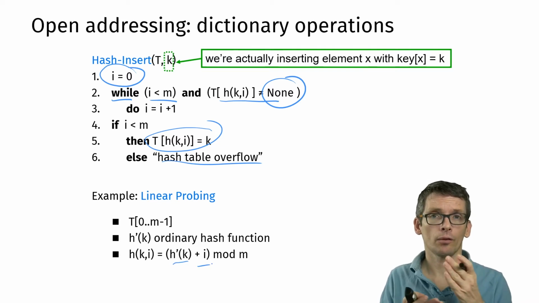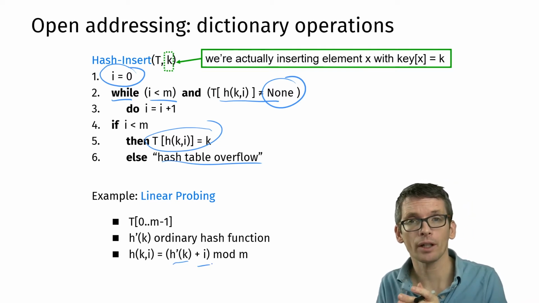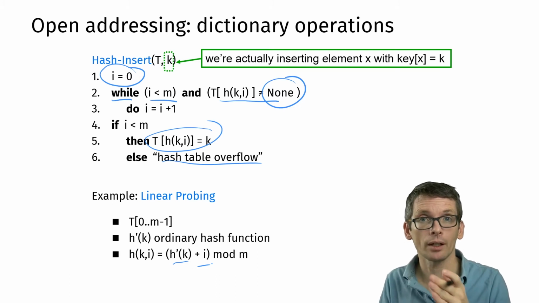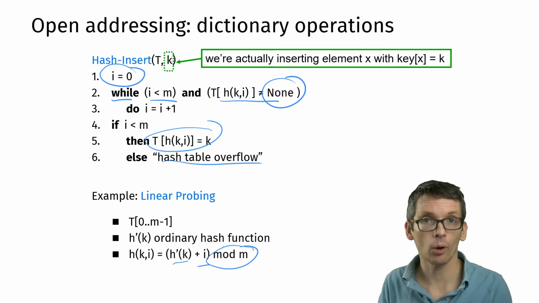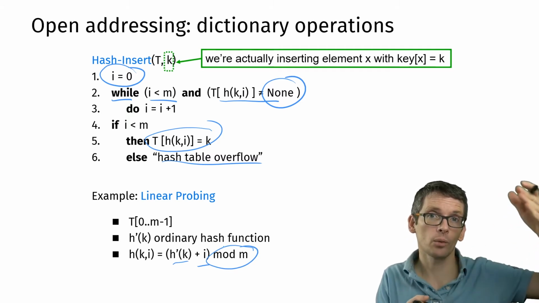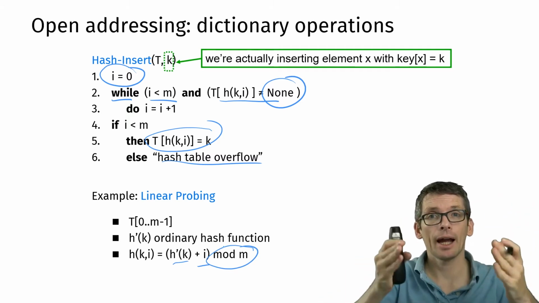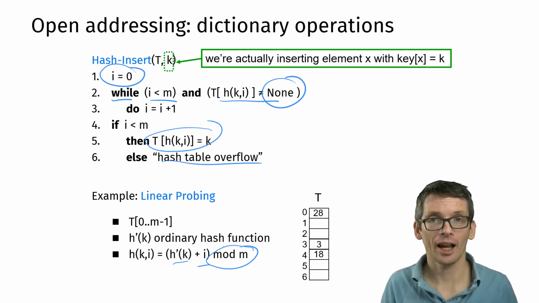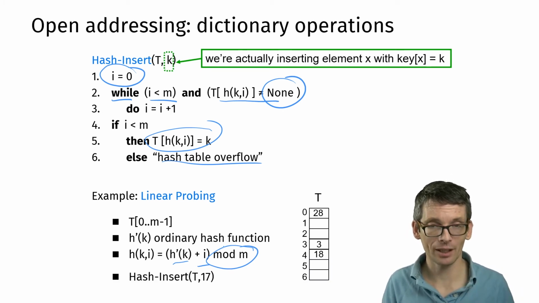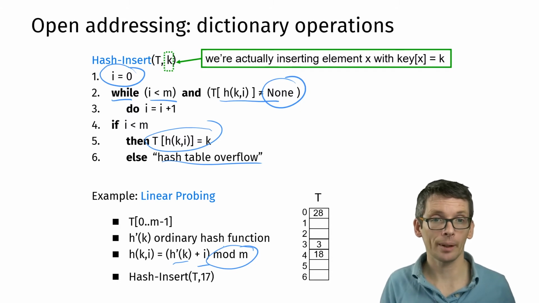So first we try h prime of k, then we try h prime of k plus 1, plus 2, plus 3, until we find a free spot, always doing modulo m so that if we reach m, we restart at 0. So now the example, this is our current hash table. We want to insert the 17. That's the example that we already saw.